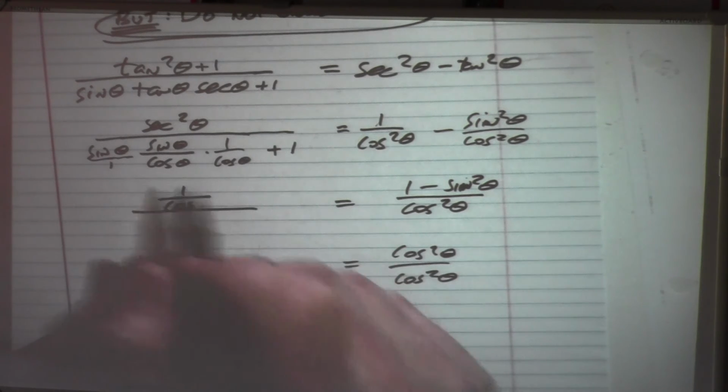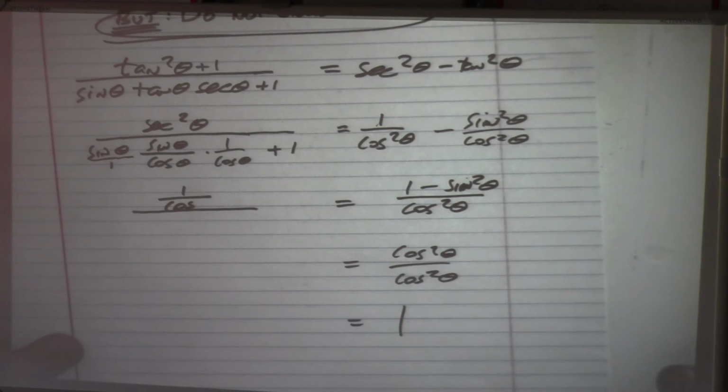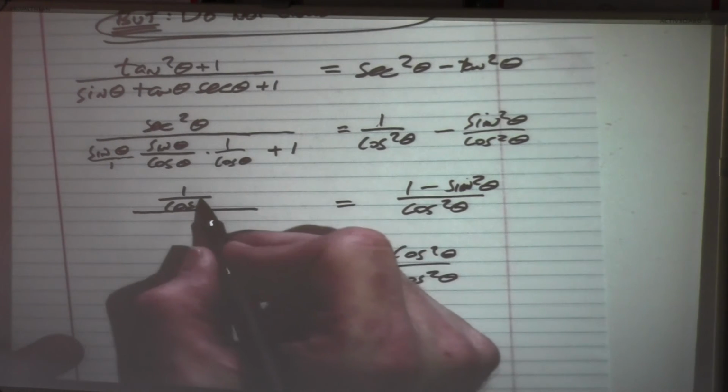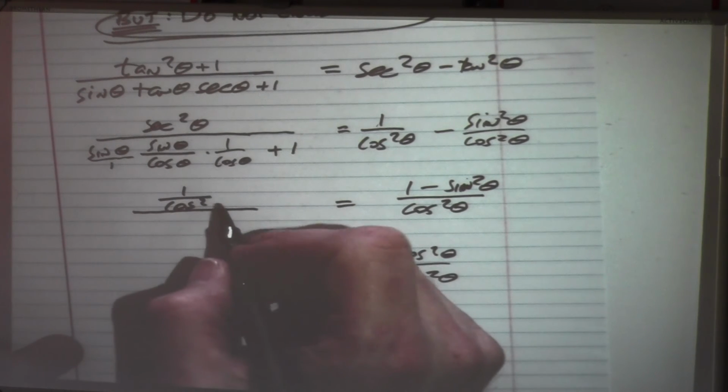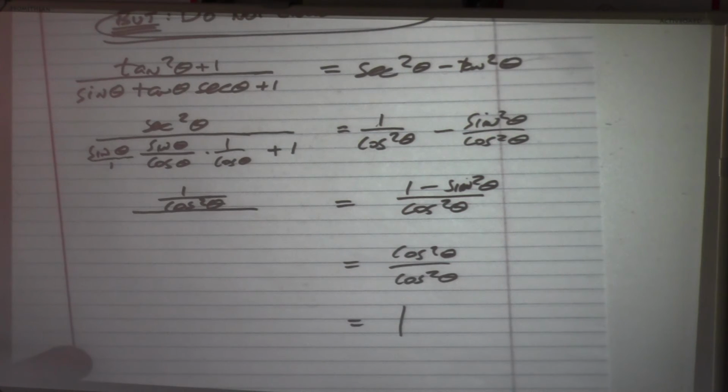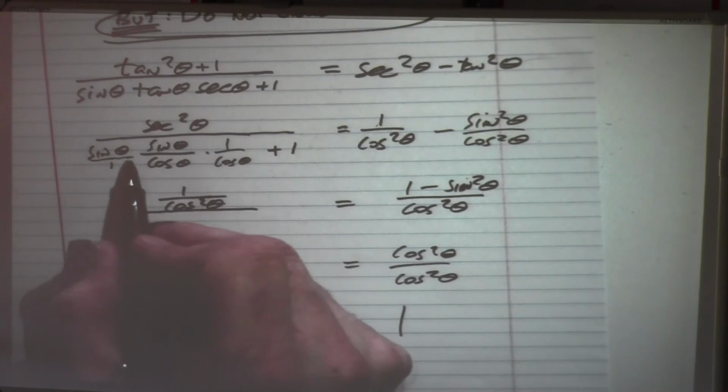Oh, wait a minute. I made a mistake. Did I make sense? No, I didn't. It is secant. Yep, it is secant. Okay. So that's 1 over cosine squared theta. Good. Let's do that. Okay. Now, let's take a look and see what I can do with this.